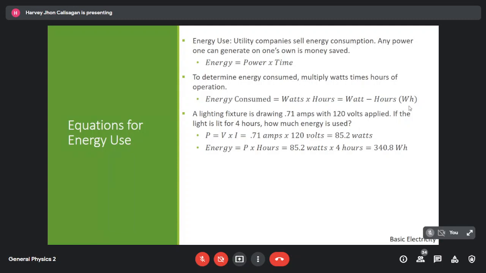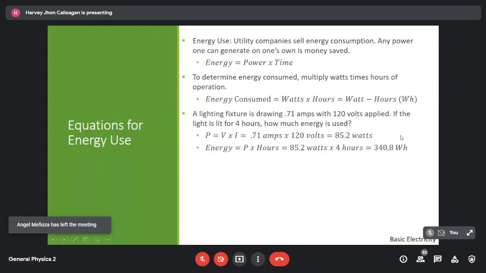We're talking about the lighting fixture, so there's an object involved. To calculate the energy consumption, we use energy equals power times time. Now we have our formula here, so all we need to do is substitute the given values.